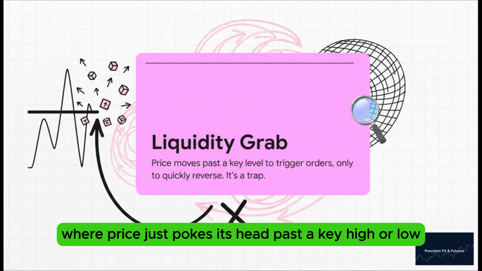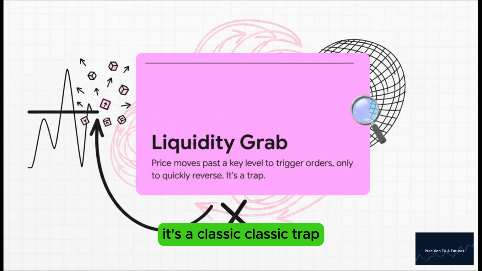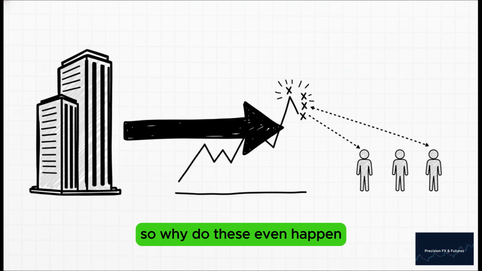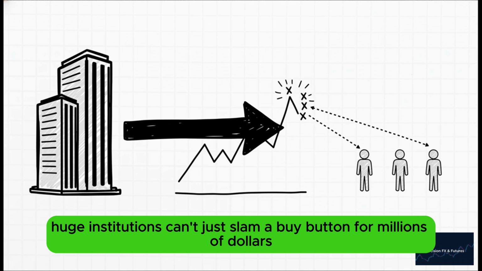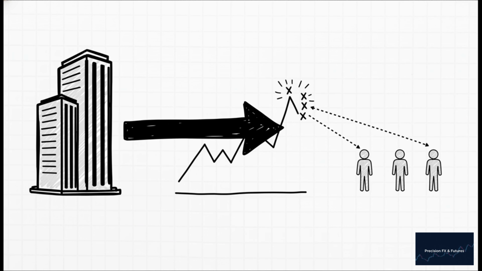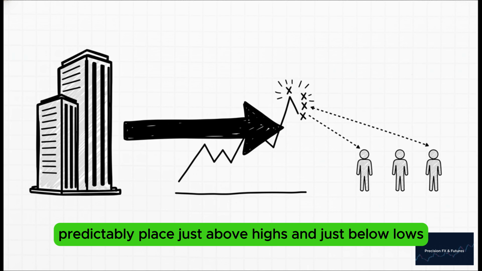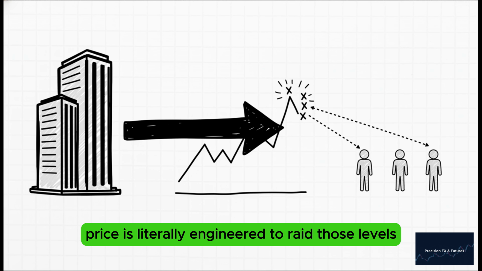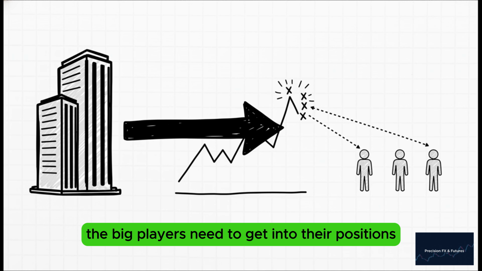It's the sneaky move where price just pokes its head past a key higher low, triggers a ton of orders, and then slams back in the other direction. It's a classic trap. So why do these even happen? It's actually pretty fascinating. You see, huge institutions can't just slam a buy button for millions of dollars. The market can't handle it. They need sellers on the other side. And where do they find a big pool of sellers? Well, they hunt for all the stop-loss orders that everyday traders, like us, predictably place just above highs and just below lows. Price is literally engineered to raid those levels, trigger our stops, and create the liquidity the big players need to get into their positions.